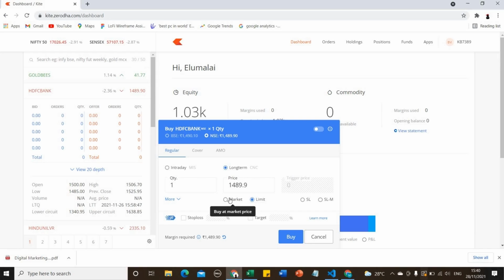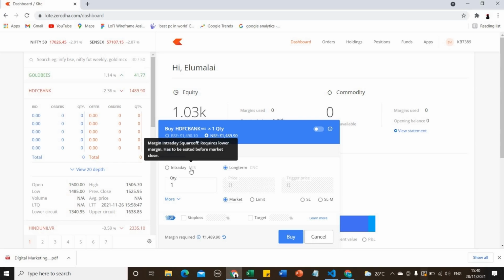You can fix your limit, and up there is MIS and CNC. CNC is cash and carry, and MIS is margin intraday square off. Intraday is nothing but if you are doing trading per day. Intraday is more useful for the person who likes to do day trading; this is the option for a person like that.